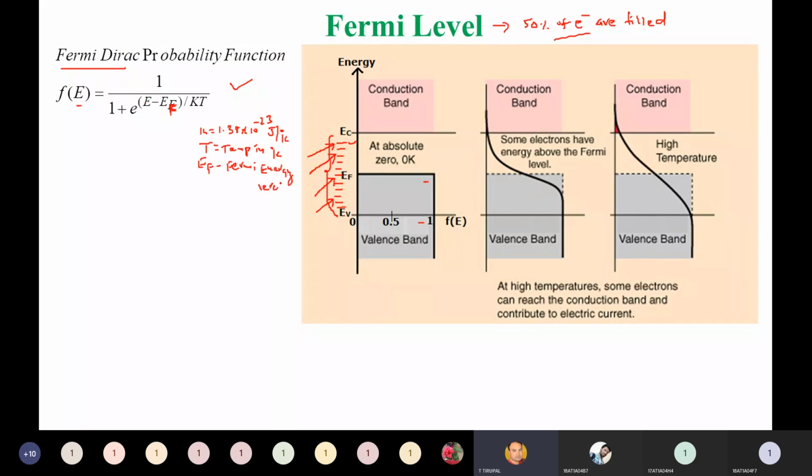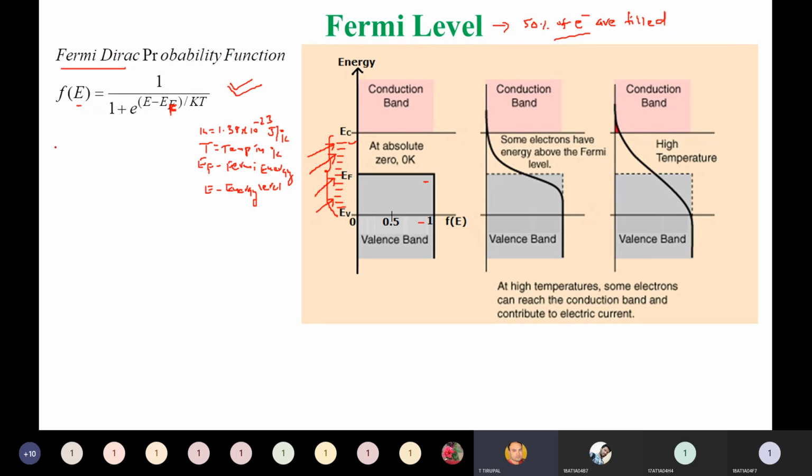E is the energy. F is the probability, E is the energy. The Fermi-Dirac probability function is given by 1 by 1 plus e power (E minus EF) by kT. Now with this formula we can find the position of an electron filling each energy level. What is its probability, right?